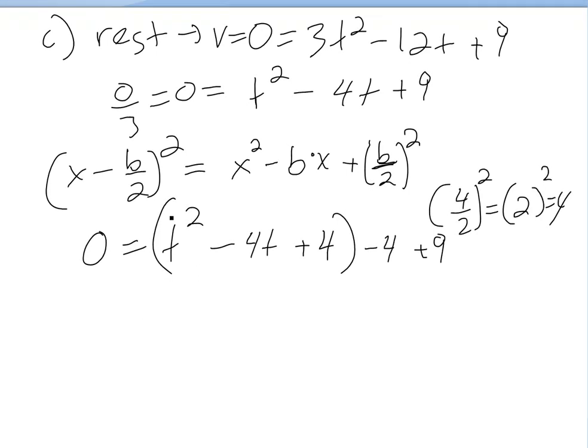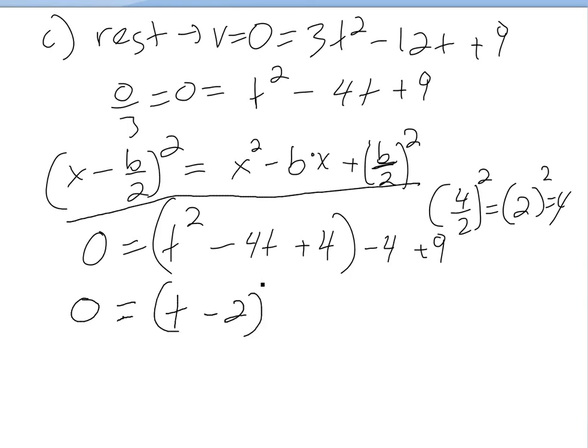You can see a better explanation of this completing the square method in my other video. So this one is going to be t minus b over 2, in this case 4 over 2, so t minus 2, squared. And then this is plus 9. Negative 4 plus 9, which is just, actually, yeah, this is not 9.